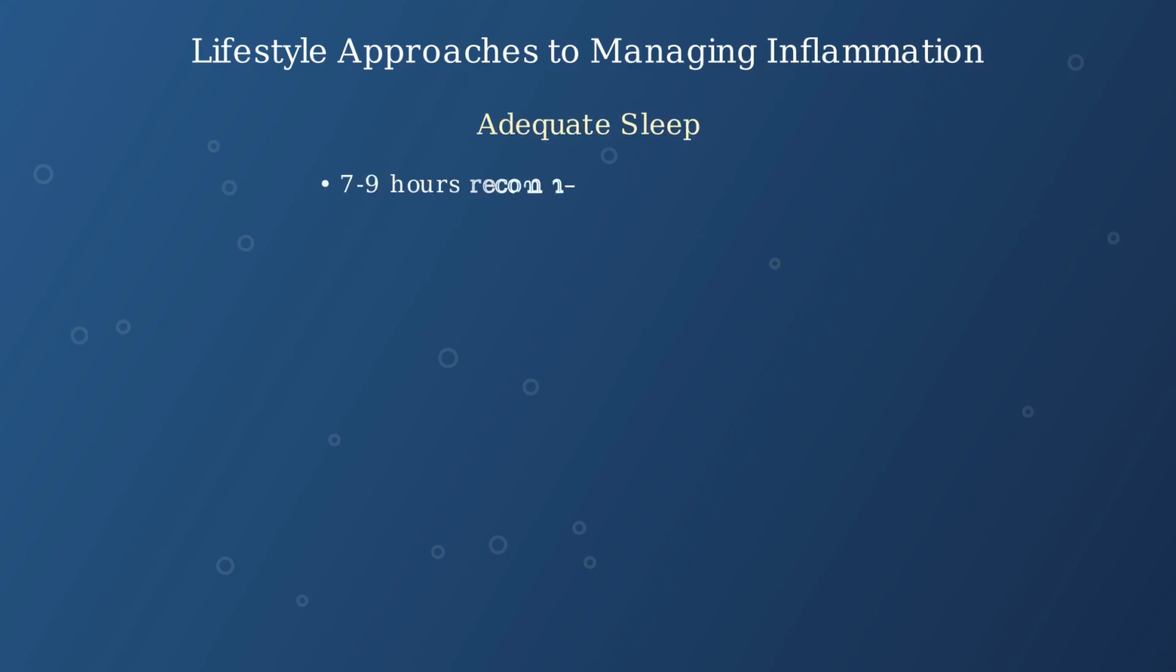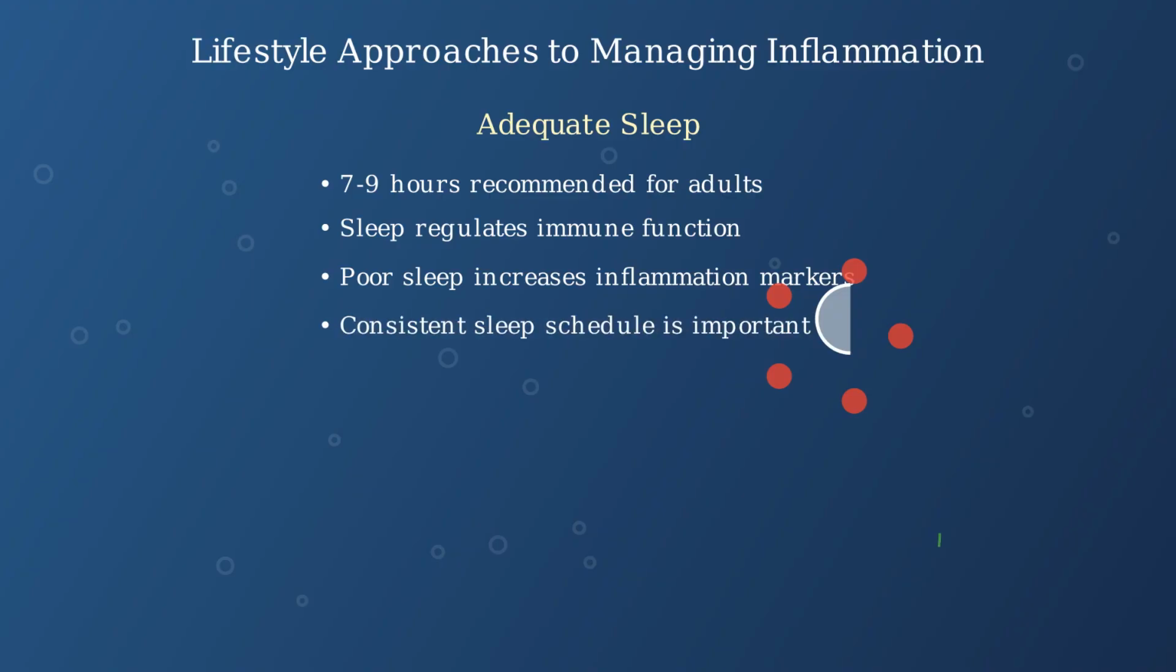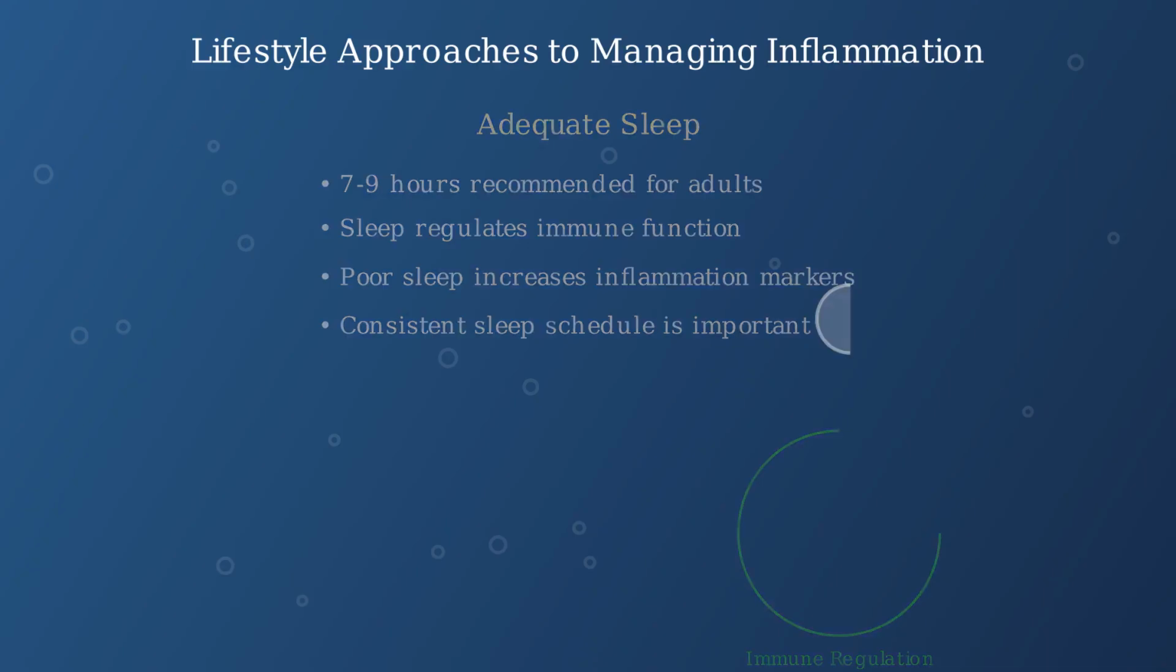Adequate sleep is essential for proper immune regulation. Most adults need 7 to 9 hours of quality sleep each night. Sleep deprivation increases inflammatory markers in the bloodstream. Even one night of poor sleep can temporarily raise inflammation levels. Maintaining a consistent sleep schedule helps optimize your body's immune regulation and anti-inflammatory processes.